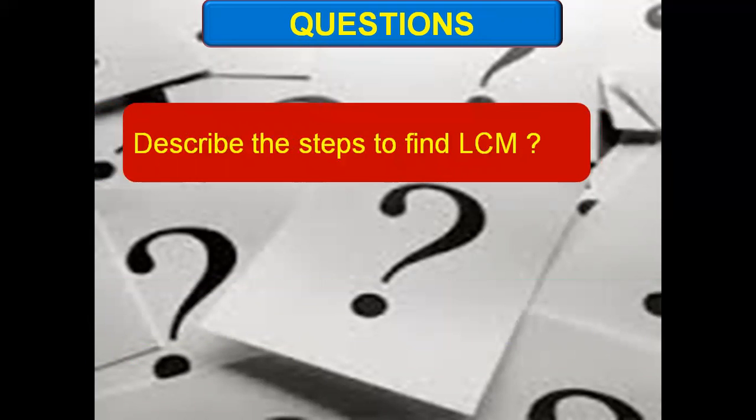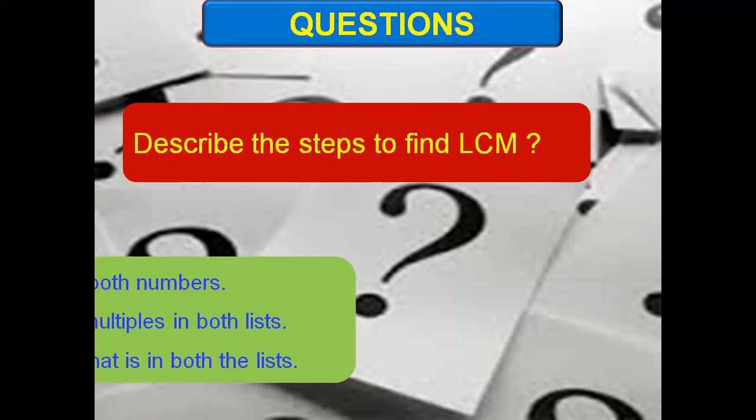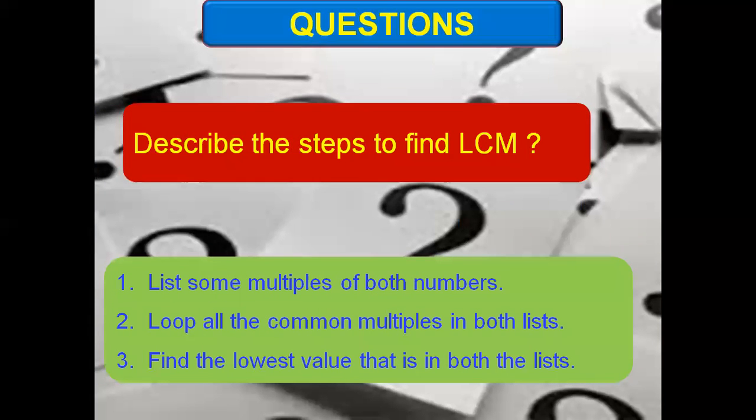The last one: describe the steps to find the LCM. You should remember these steps because they help you solve the questions. The first one is to list some multiples of both numbers. The second one is to circle all the common multiples in both lists. Then the third one is to find the lowest value that is in both lists.